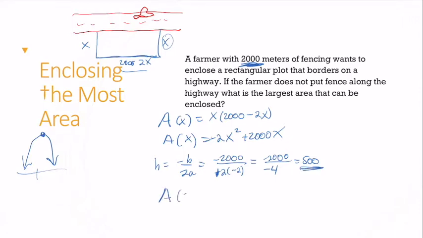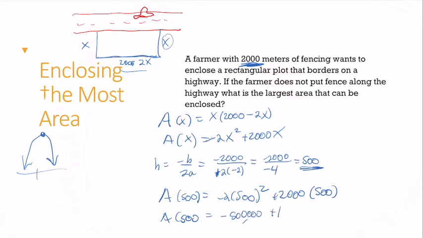So A of 500 is negative 2 times 500 squared plus 2,000 times 500. So A of 500 equals negative 500,000 plus 1 million. So many zeros. And that's going to give me a maximum area of 500,000 meters squared.